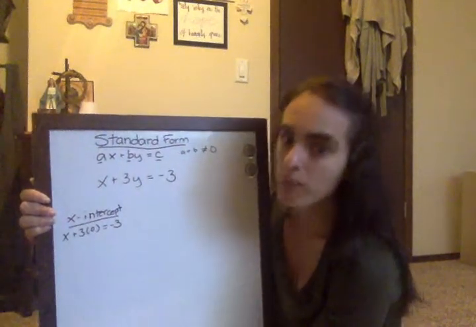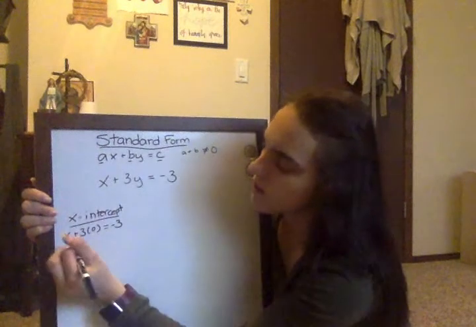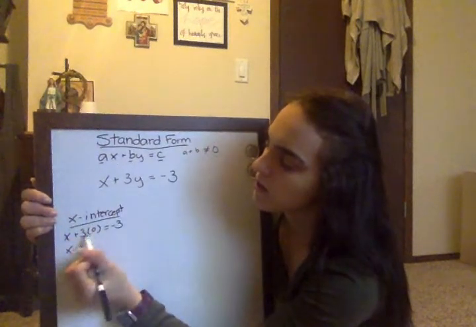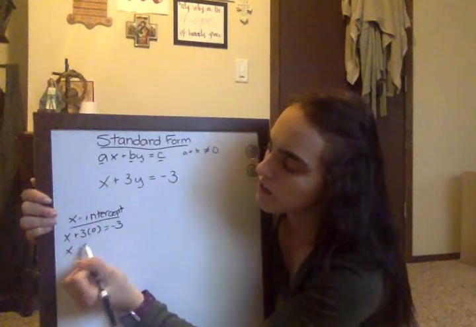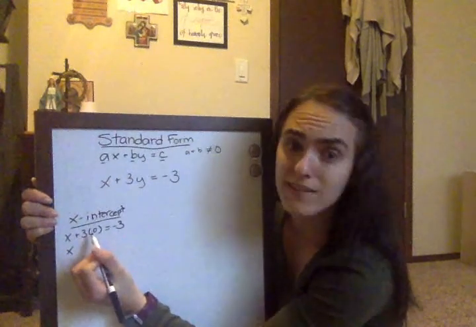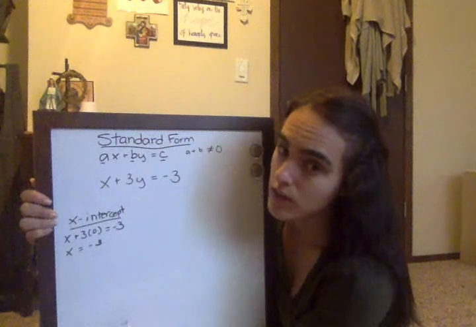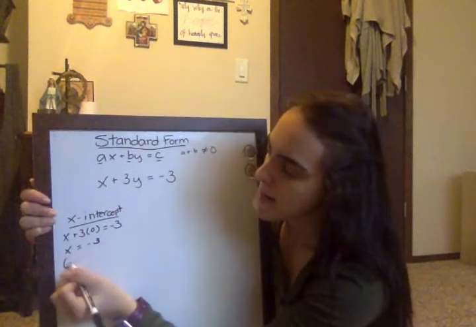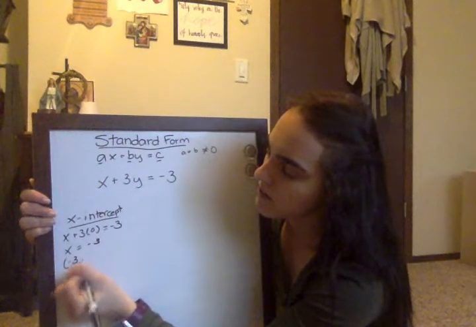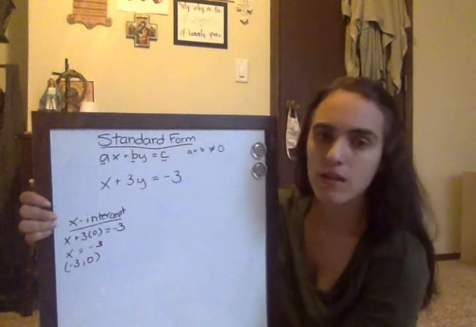Do your simple order of operations to solve for x. So how would you do this? 3 times 0 is 0. You lucked out. X is negative 3. So my x-intercept is negative 3, 0.